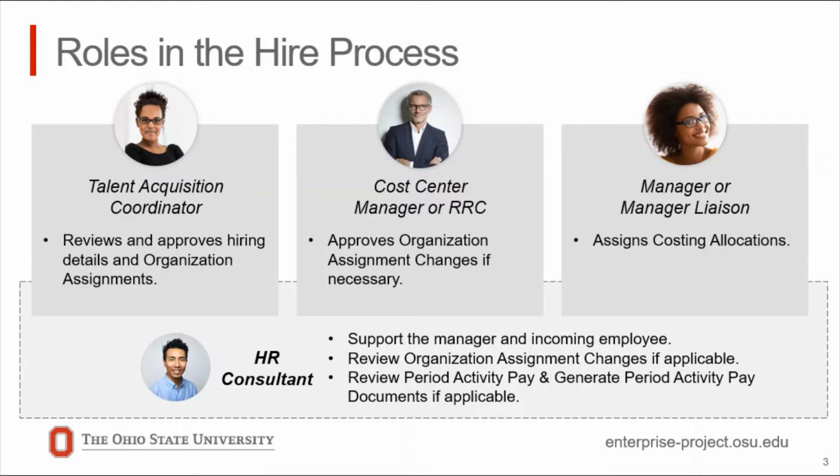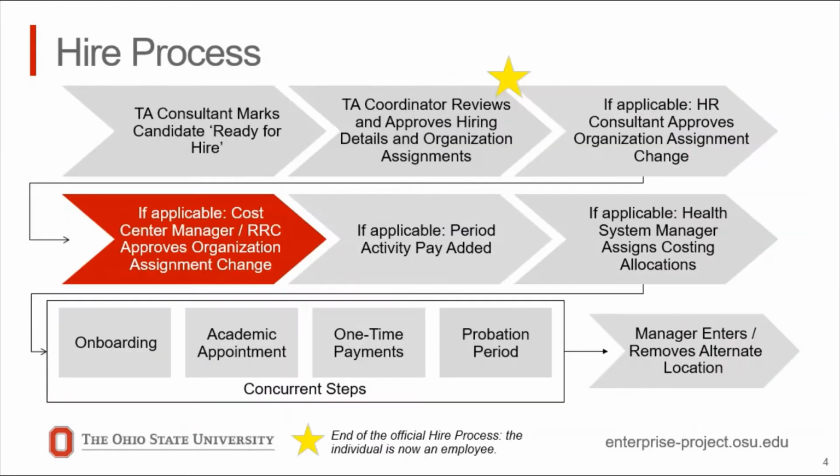The manager or manager liaison will be responsible for assigning costing allocations for certain positions in the health system. There will also be roles involved with some of the other concurrent steps along the same time frame as onboarding. This may include the employee for confirming details or the employee admin coordinator for academic appointments. The hire business process occurs after the candidate is marked as ready for hire by the talent acquisition consultant. Your role in this process is approving any organization assignment changes if they are made during the process.